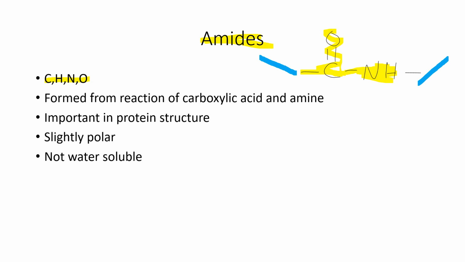And these amides get formed from reactions of a carboxylic acid with an amine. And we care about the amides because these are important in protein structure. When we talk about proteins later on in the last unit, amides are very important for protein structure. These end up being slightly polar, but not water soluble.